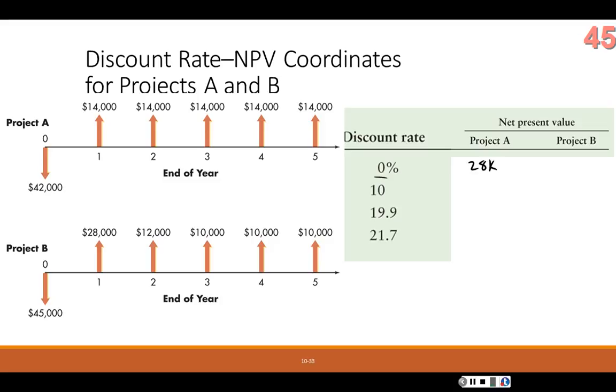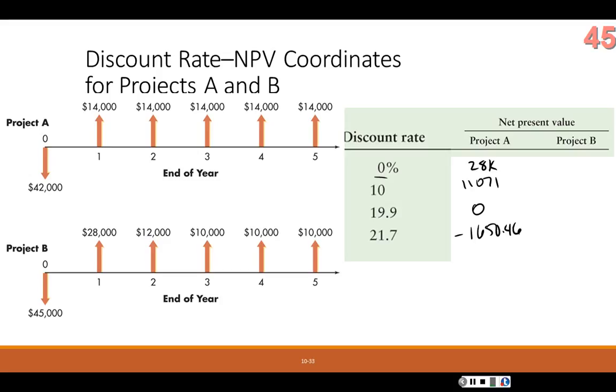Now it's easiest to go through and calculate all of these at once for each project. So to calculate the net present value at 10% for project A, you simply push the net present value button, enter in 10, enter, down, and compute. And you'll get 11,071. At 19.9%, you get 0. That was the project's internal rate of return. Remember, the internal rate of return is the discount rate that causes the net present value to equal 0. And at 21.7%, you'll get a negative $1,650.46.